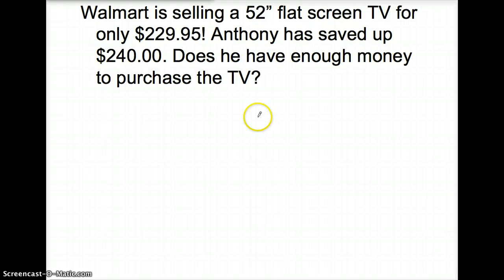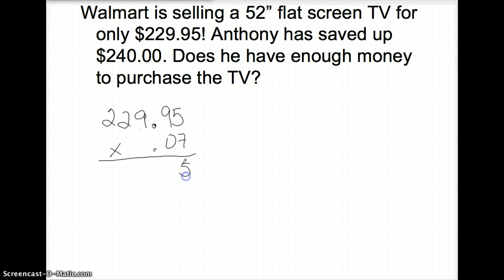Walmart is selling a 52-inch flat screen television for only $229.95. Anthony has saved up $240, which is more than the amount of the TV. Does he have enough money to purchase his TV? Now remember, the TV has tax on it, right? So we need to multiply this amount, $229.95, by 7%, which is 7/100.